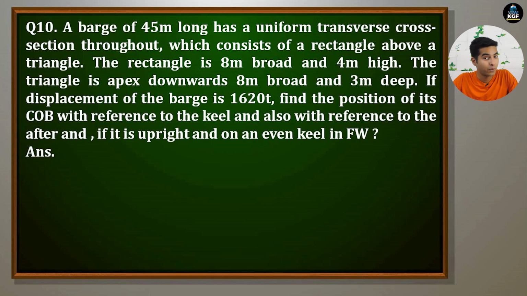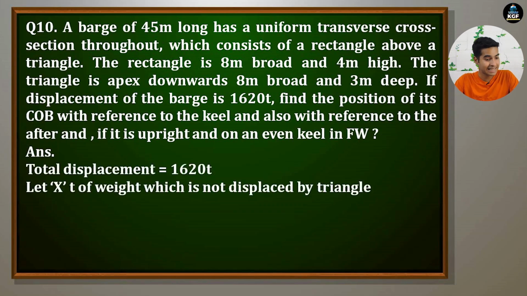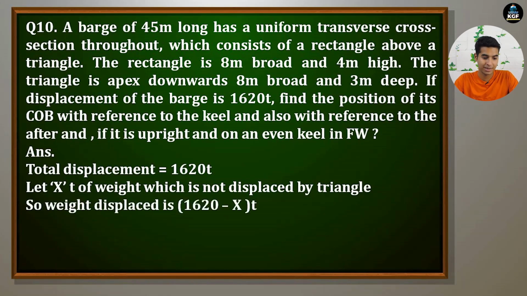Guys, again you have to use the diagram which I have already given via the link in the description box. So total displacement will be 1620 tons. Let x ton be the weight which is not displaced by the triangle. So weight displaced is 1620 minus x tons.